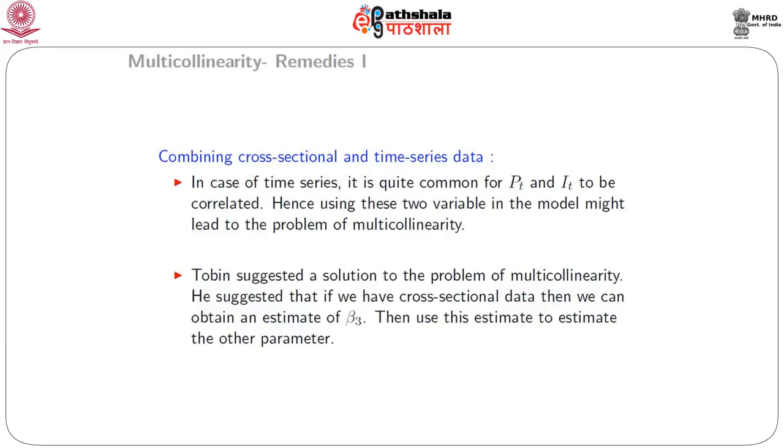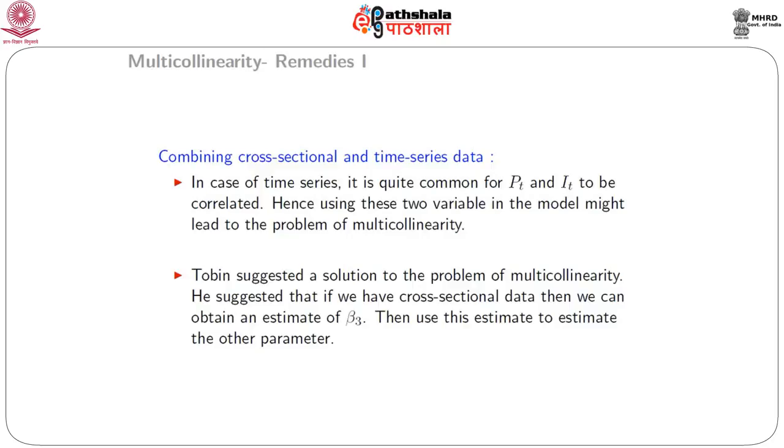So, statistician Tobin suggested a solution to the problem. He suggested that if we have cross-sectional data in addition to the time series data that we have, then we can obtain an estimate of the parameter beta 3 and then use this estimate to estimate the other parameters in the model with precision.